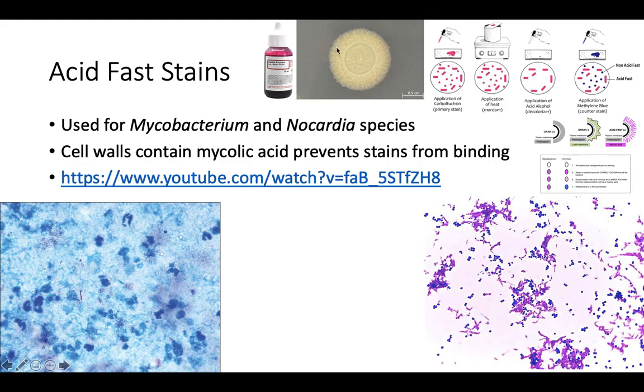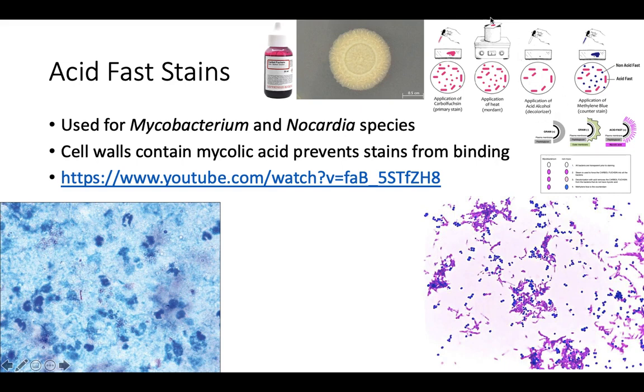Now mycolic acid forms this kind of waxy coating on the outside of these Mycobacterium species. You heat them up with a little bit of boiling water, a little bit of heat. That wax is going to slightly melt from the outside of their cell walls. That mycolic acid will melt a little bit. When it melts a little bit, the carbol fuchsin will stick to it. It's able to penetrate the cells a little bit better than it was prior to it. So they will start to uptake that color.